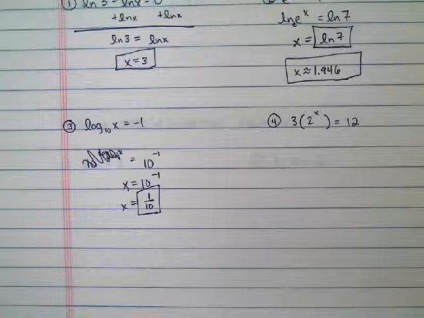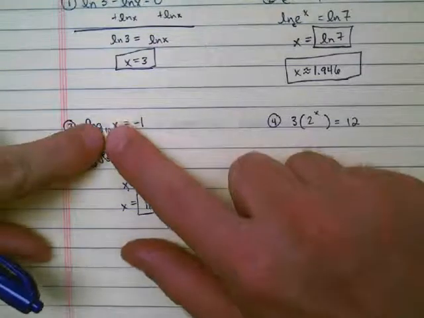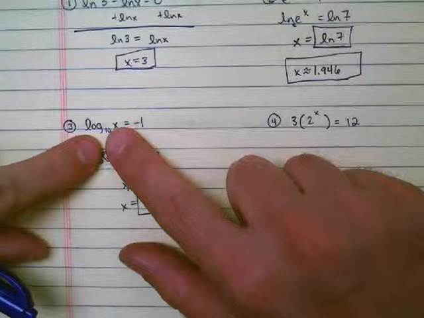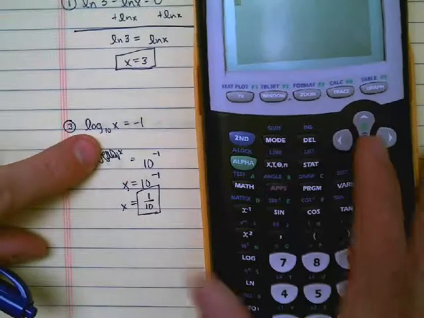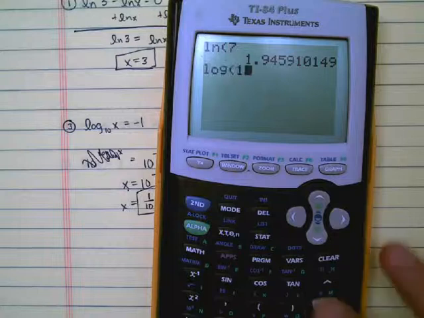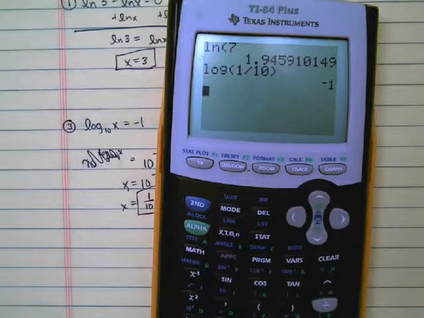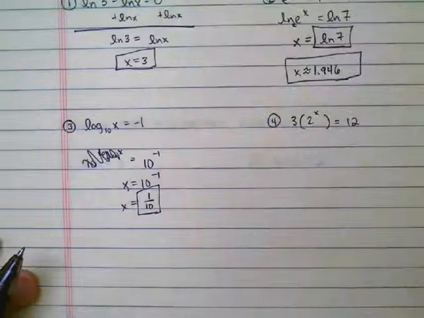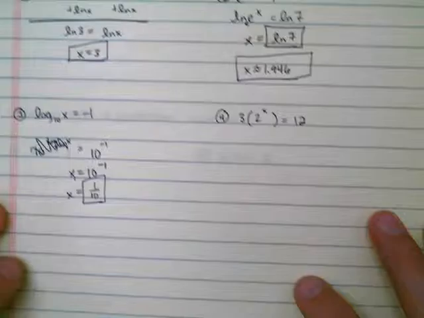Now, one easy way to check it, because this is log base 10, that's the same thing as the log button on your calculator. The log of 1/10, is it equal to negative 1? Log of 1/10 is equal to negative 1. So I know I got that problem correct. One more problem, and then I'll go on to part 2.